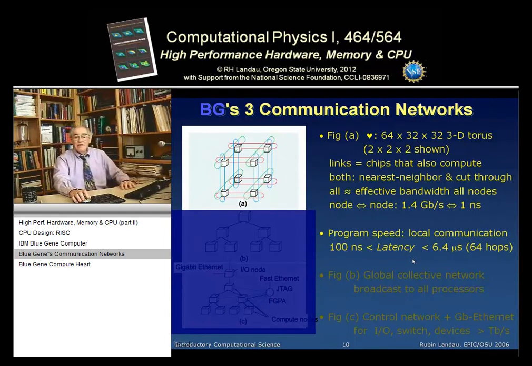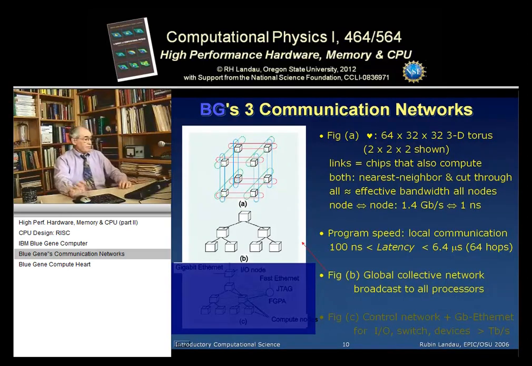So the latency here is either as small as 100 nanoseconds, 10 to the minus 7 seconds, or as large as 6.4 microseconds, 10 to the minus 6 seconds. So there's a factor of 10 to 100 here, and that's because if you have to communicate with something 64 hops away, it takes longer. Okay? So that adds to the latency, the time it takes to do something.